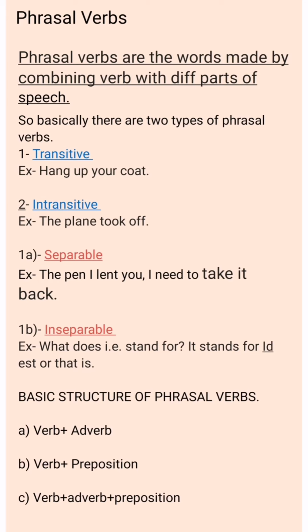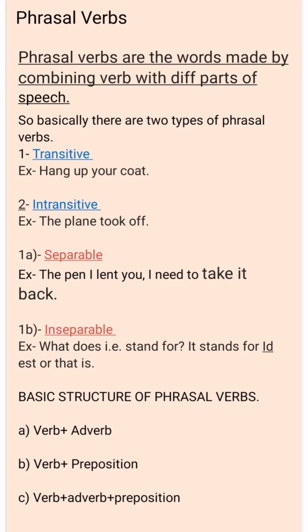Phrasal verbs are of two types: transitive and intransitive. And transitive phrasal verbs are further divided into two types: separable and inseparable. So let's see them one by one. Transitive phrasal verbs are the verbs that take an object. Example, hang up your coat.